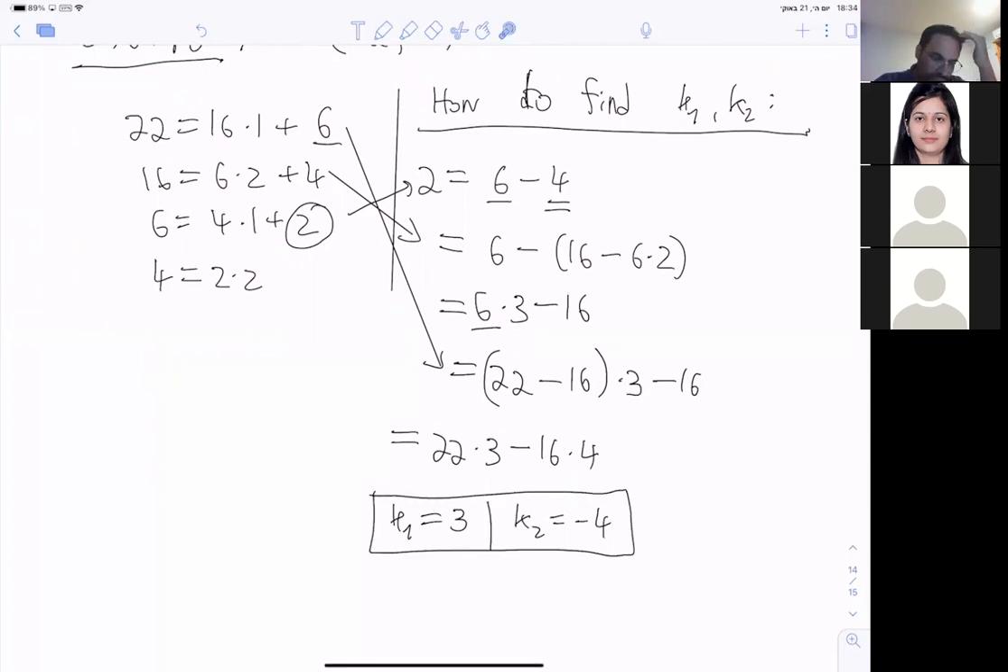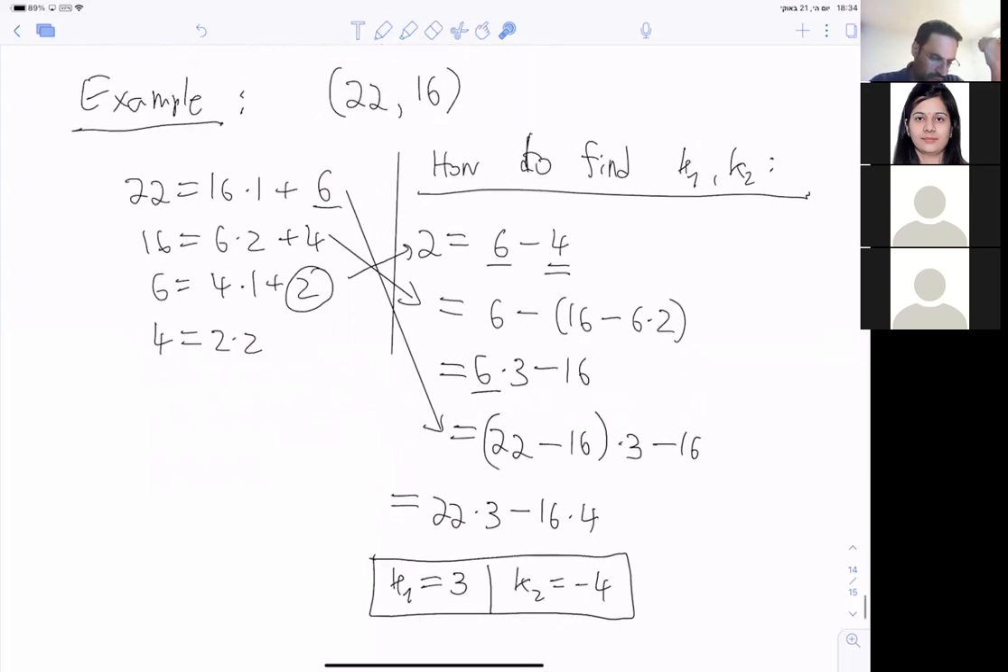In this way, we produce the integral combination of 22 and 16 that gives you the GCD. And this is very important. We are going to see that cryptography and attacks on cryptography are based on this algorithm.